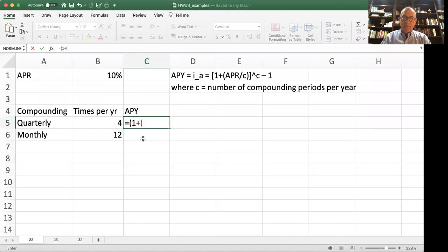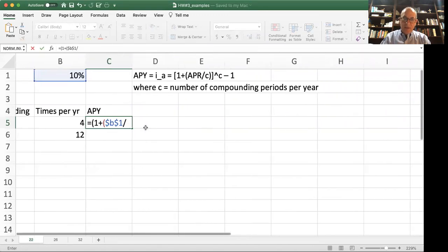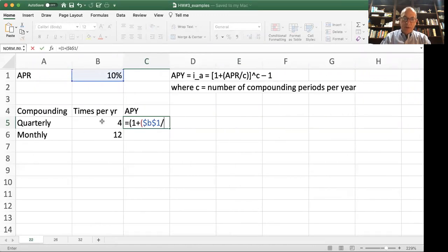plus, and then the APR. And so I can drag the formula down. I'm going to say the APR is in B1, $B$1, divided by the number of compounding periods per year, then taken to the power of the number of compounding periods per year, and finally minus 1. And that will give us, we said it was 10.38%.